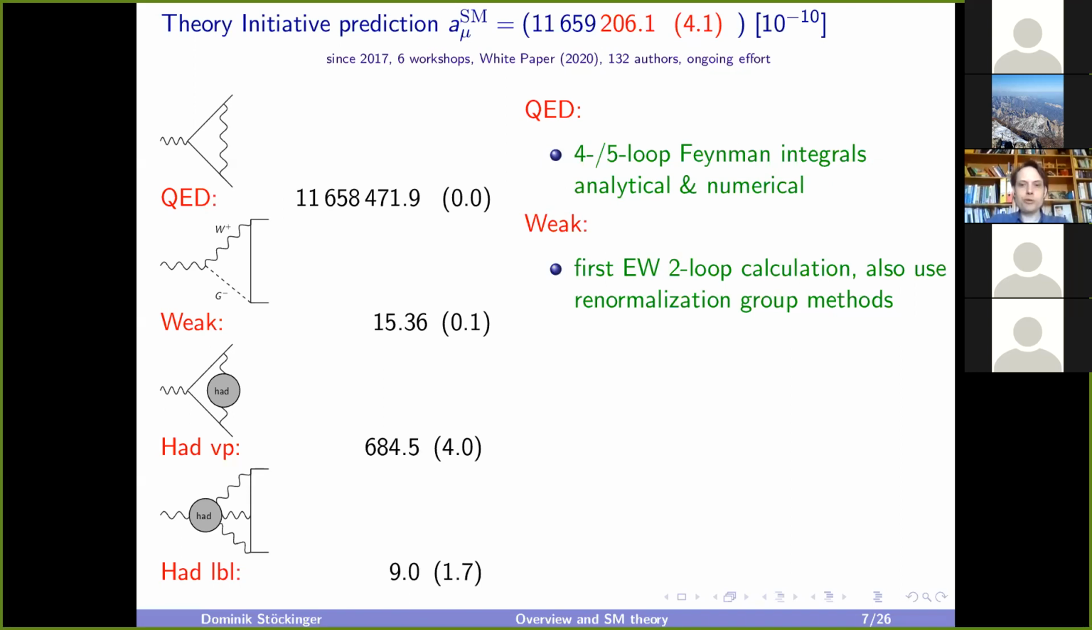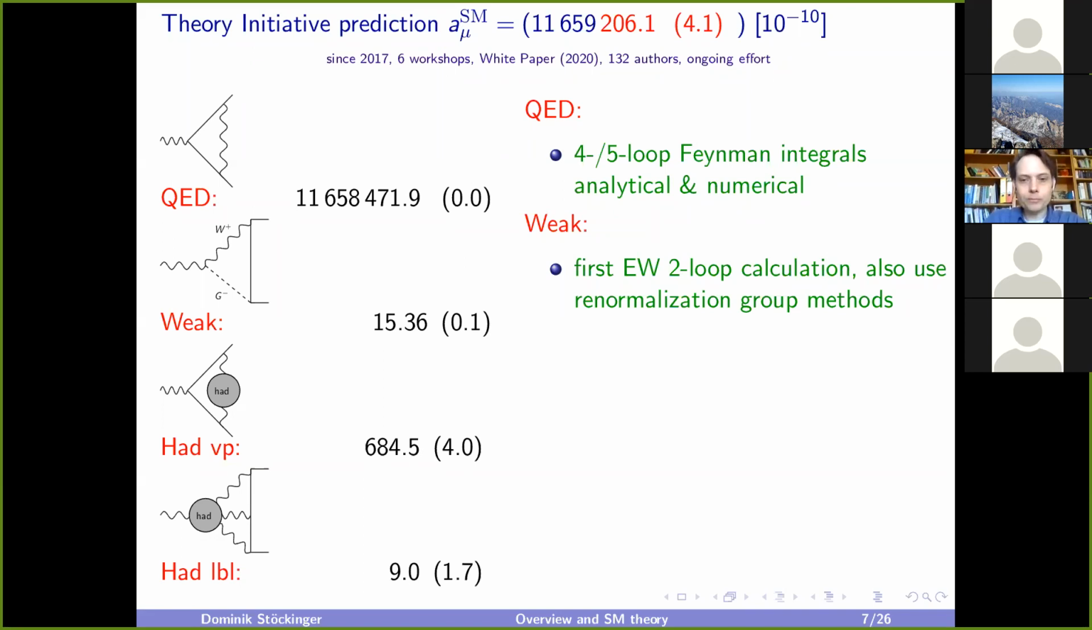This is an exercise in multi-loop perturbation theory, gives rise to interest in mathematics of Feynman integrals, evaluated using analytical new mathematical functions and numerical integrations. Then the weak interaction contributions are also very important and have been calculated at a two-loop level, also using perturbation theory. And that was actually the first electroweak full two-loop calculation in the standard model.